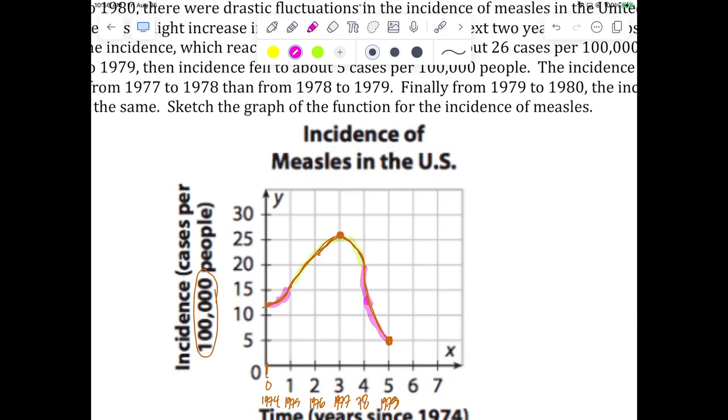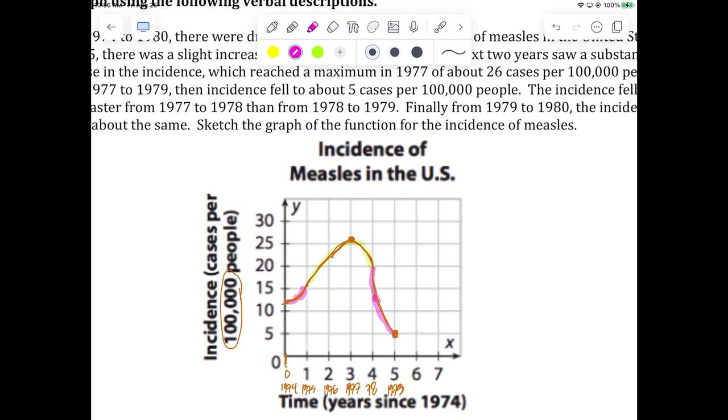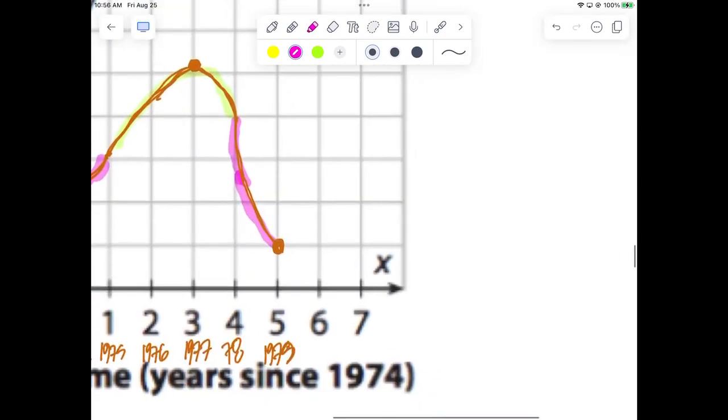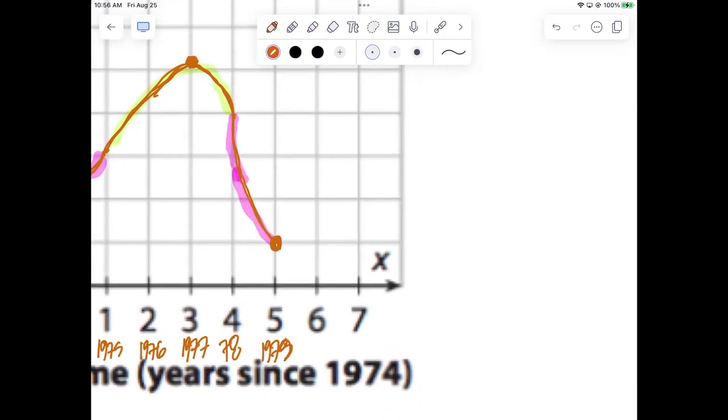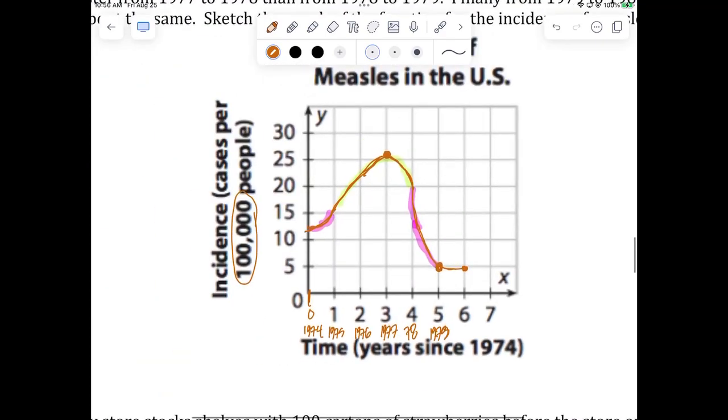And then the last little bit of information, finally from 79 to 80, the incidence stayed about the same. So what are you going to do here? You're just going to kind of keep curving it. Don't draw an absolute straight line. Just kind of keep curving it and try to make it level off to somewhere right there. All right? So there's kind of what the graph looks like.